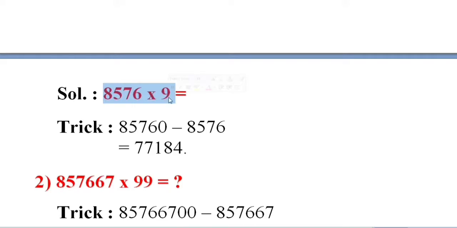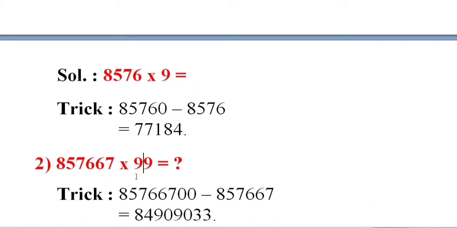8576 into 9 equals what? Write down one digit number 0 for one digit number 9 besides the original number 8576, minus 8576 equals 77184.